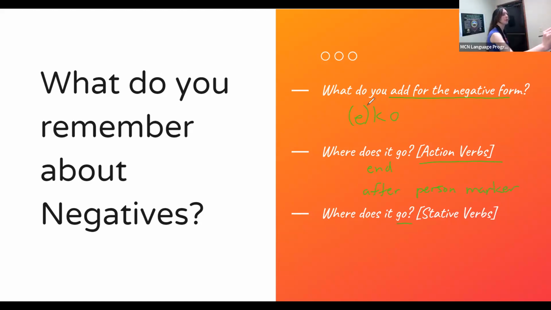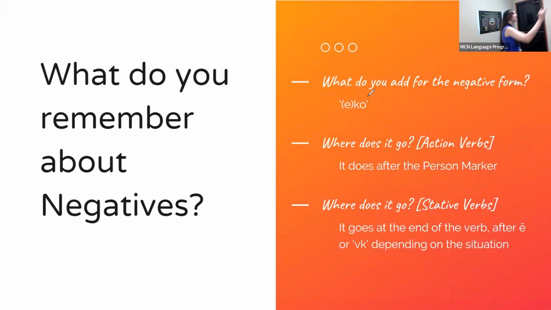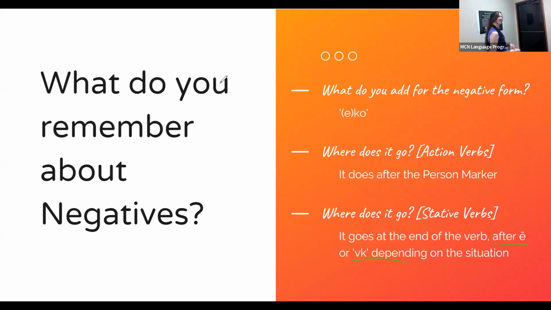Nice. Okay. Versus for stative verbs, where does it go? The beginning? Not the beginning. It's still at the end, this time though. After the uk. Nice. After the E or uk, depending on what is there. Right? Nice. Heck yes. Good, good, good. Okay, perfect. Exactly. That was perfect too, because what I wrote was after E or uk, depending on the situation. Nice. After the person marker. And ego. Perfect.